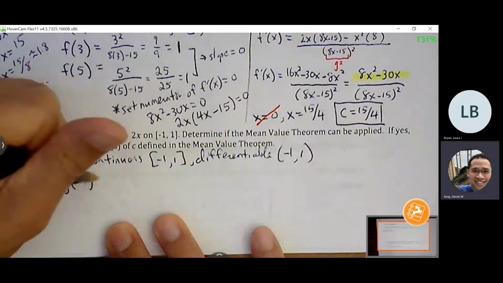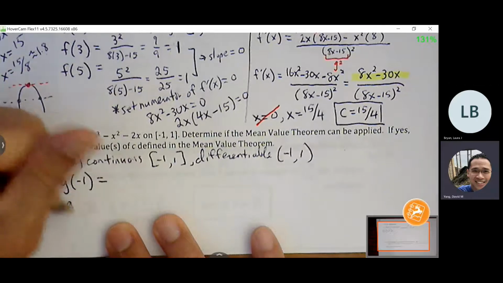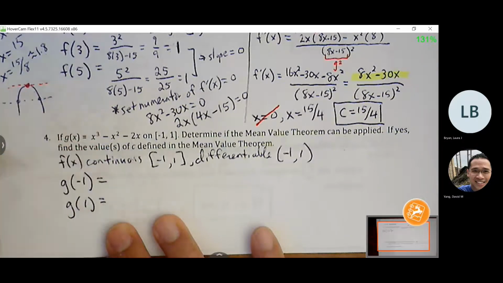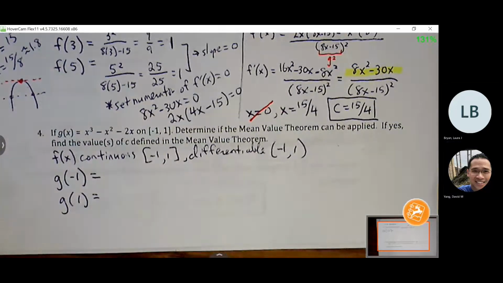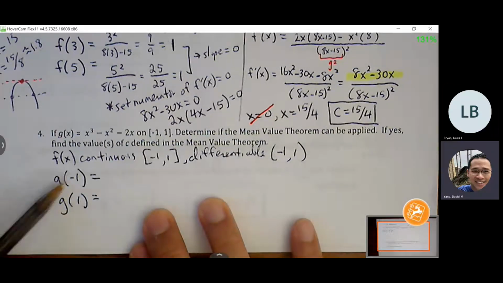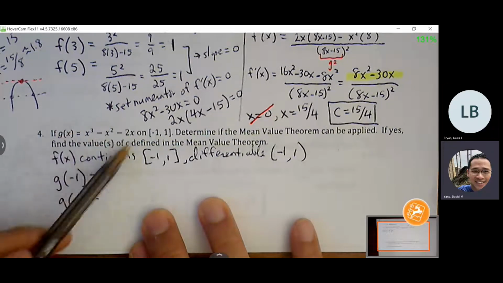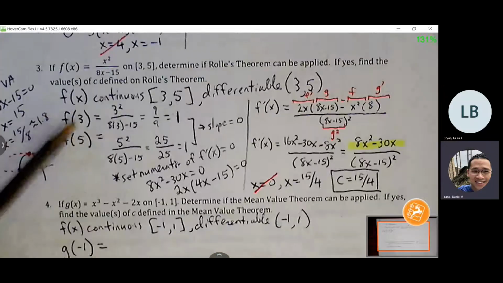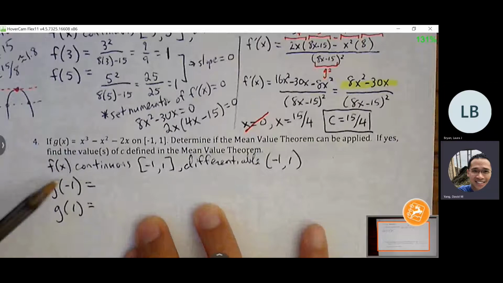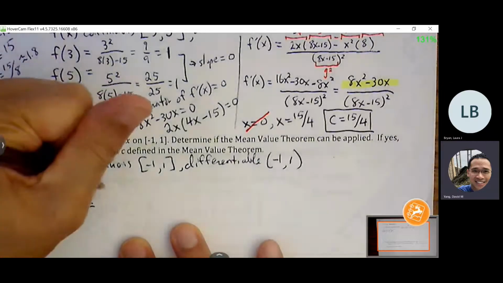Okay, just like before, we have to find endpoints. So endpoints get inserted into the original function. All right, no calculus yet, no derivative yet. We're gathering information just like how we did with Rolle's theorem. So -1 in for x.